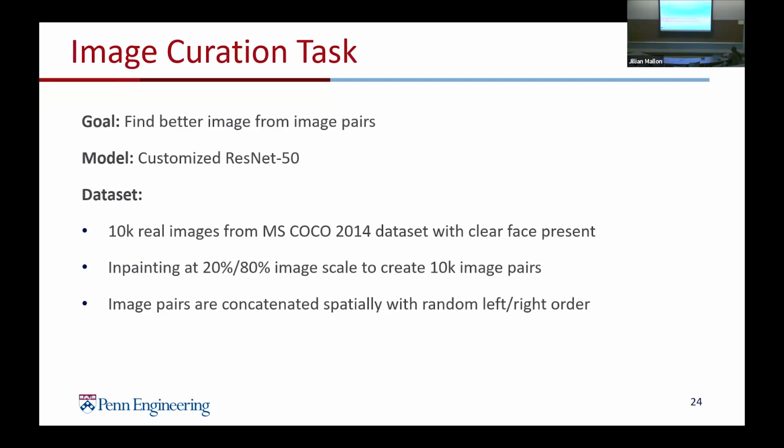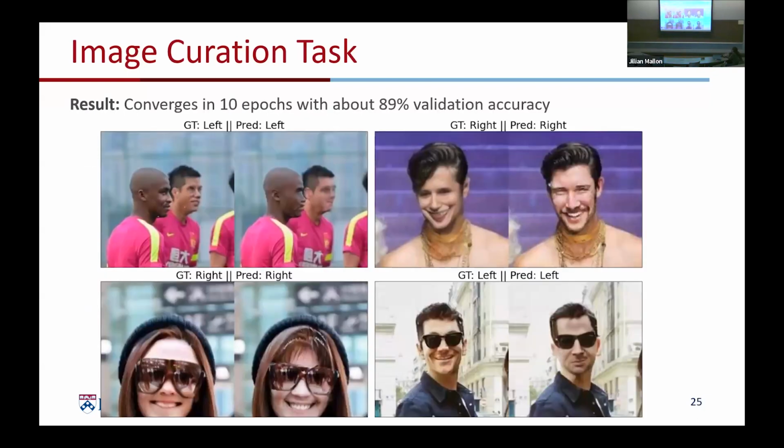Also, we can cut the image pairs when they are inputted into the model, just to force the model to look at both images at the same time instead of focusing on a broad range of images across different subjects. And it turns out the model could converge within 10 epochs with an 89% validation accuracy, which was a surprise to us. And here are some visual analyses that I presented.